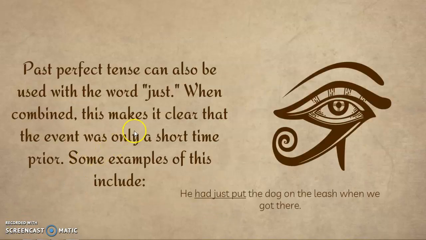We can also use past perfect with the word just. It makes the event seem like it just happened. Yeah, like that action was only a short time prior. For example, he had just put the dog on the leash when he got there. It means that this just happened some seconds ago.